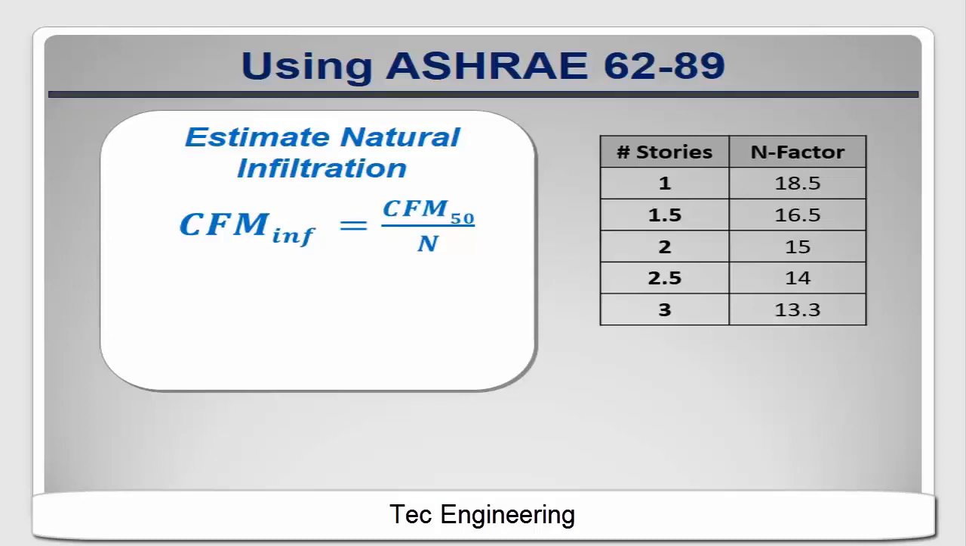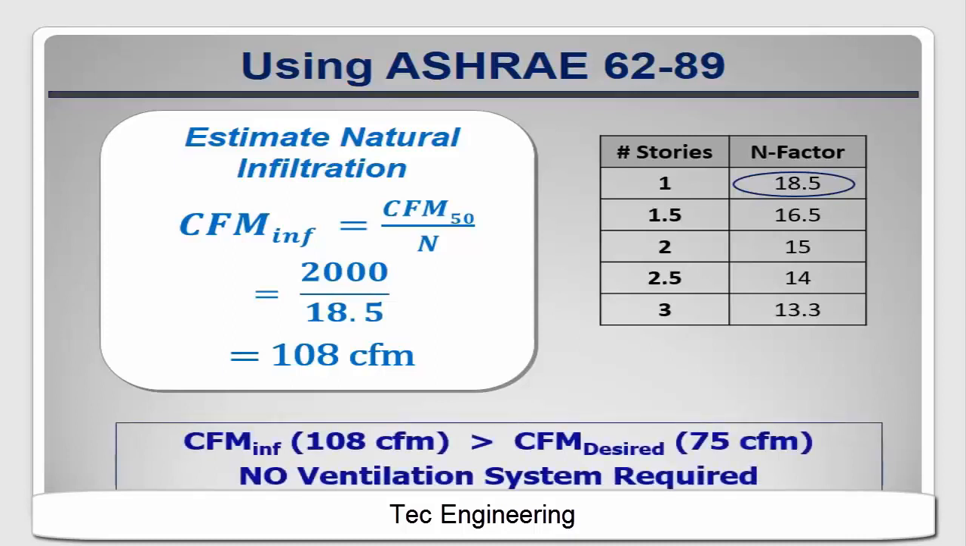For a single-story house, the N factor is 18.5. If we divide the blower door reading of 2000 by the N factor of 18.5, we get an estimated natural infiltration rate of 108 CFM. That's a lot higher than the rates of 73 and 50 CFM estimated by the 2007 and 2013 standards. Finally, we can compare the estimated infiltration of 108 CFM to the desired ventilation of 75 CFM. From this, we conclude that natural infiltration is adequate and no mechanical ventilation is needed.